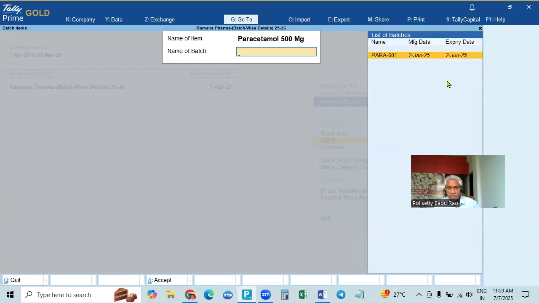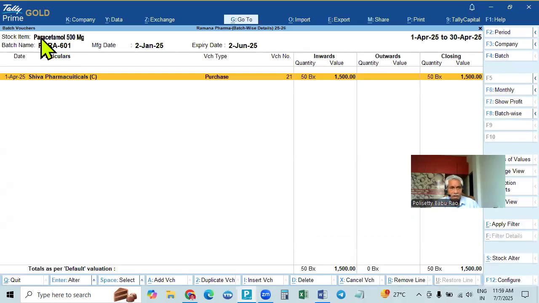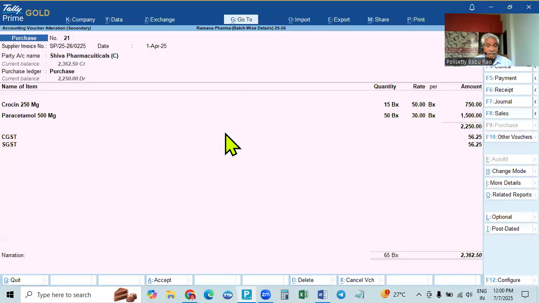Paracetamol has only one batch. If you accept that, the product name, batch number, manufacturing date, expiry date. So from whom we purchased? Shiva Pharmaceuticals only. So inwards purchase, no sales. Total 50 boxes are there in stock. But here, the expiry details are not given.